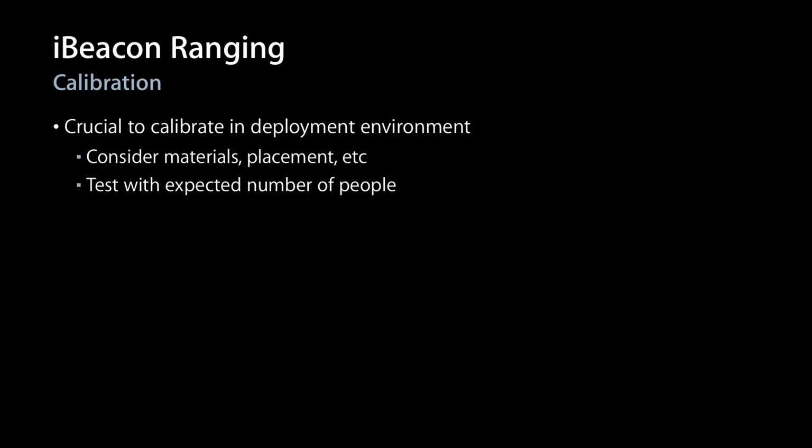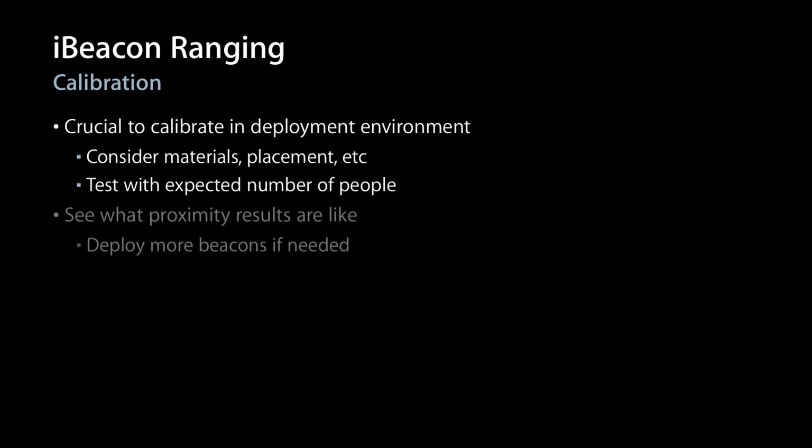You also want to test and calibrate with the expected number of people in the environment. Because the signals are affected by the human body, you want to make sure that you have the estimated number of people in the environment. And then once you've done that, you want to see what the results are like. Are you getting immediate and near proximities, or do you only see far? If you only see far, then maybe you need to consider deploying more beacons. You can double up on the beacons that you have just to increase the likelihood that the device will get a strong signal.